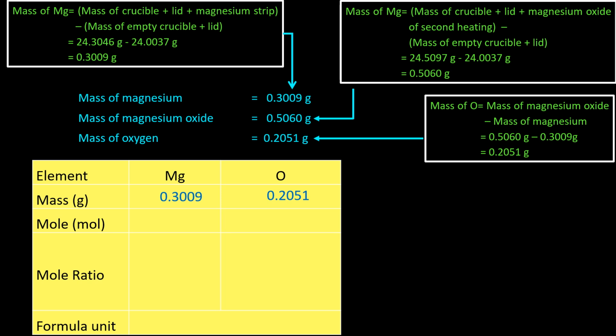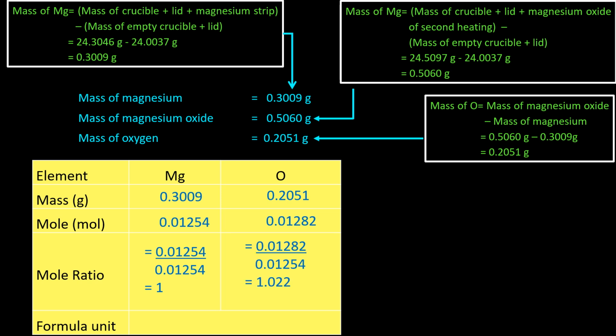Next, divide the mass of each atom by its molar mass to get the mole. To find the simplest ratio, choose the smallest number of moles as the denominator. Since magnesium has the smaller number of moles, it will act as the denominator to find the simplest ratio. Make sure you get a whole number. If the answer is not a whole number, multiply the ratio by a factor or round it up.